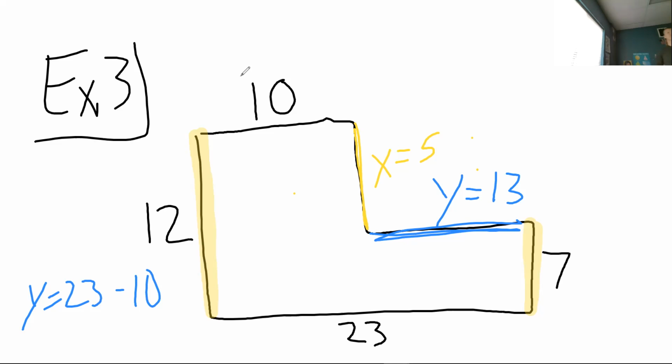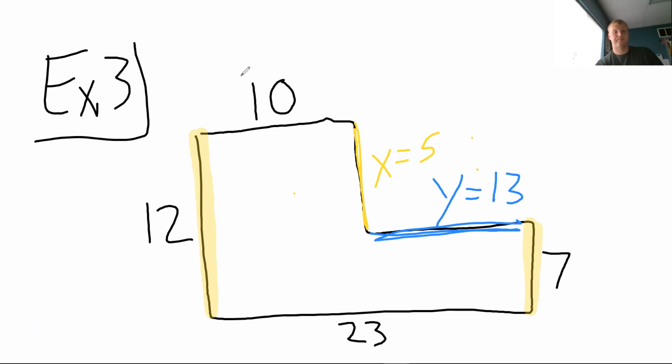So we found both of our missing sides. The blue side is 13 because 10 plus 13 equals 23, and then 5 plus 7 equals 12. So that is for those two spots. How would I find the area now that I know those?